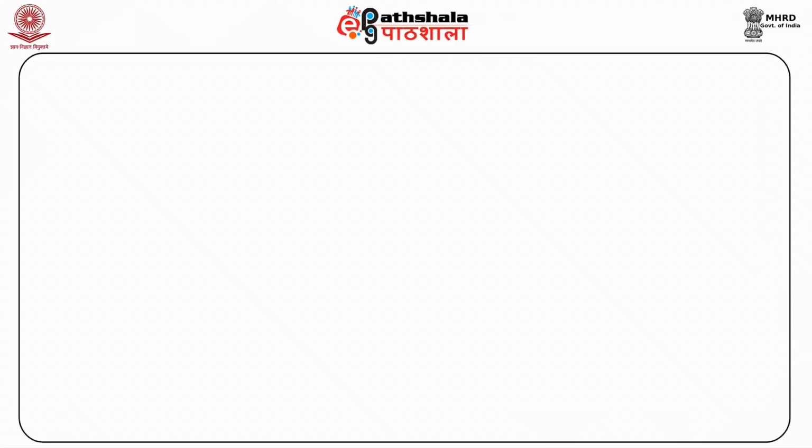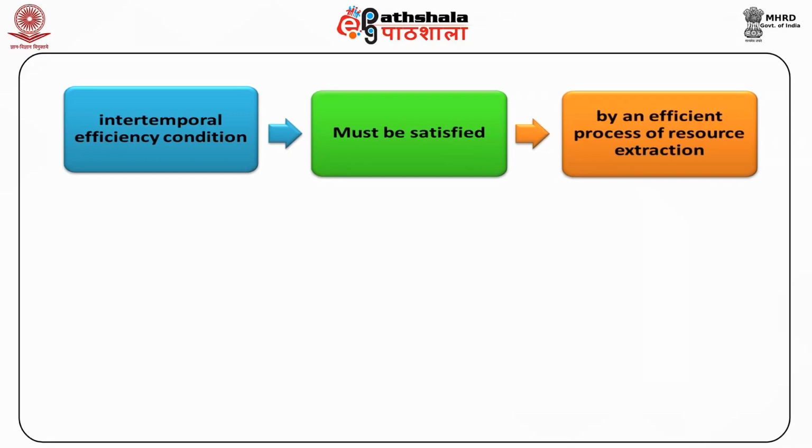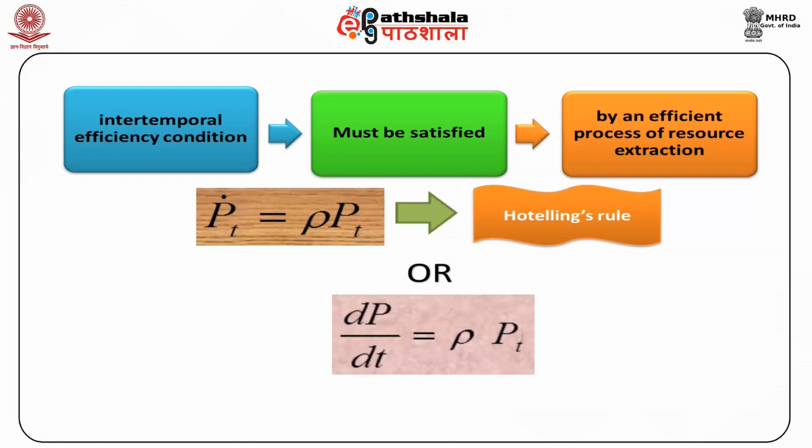The Hotelling rule is an intertemporal efficiency condition which must be satisfied by an efficient process of resource extraction. The third equation is also known as Hotelling's rule for the extraction of non-renewable resources. P dot t equals rho times P_t, or dP/dt equals rho times P_t, where P_t is the shadow price of the resource at time t. By integrating the equation of Hotelling's rule, we get P_t equals P_0 e^(rho t).